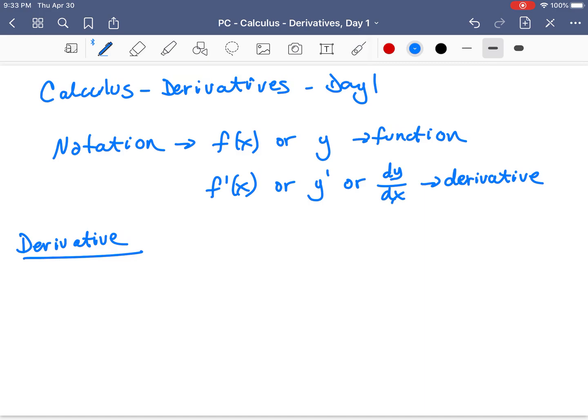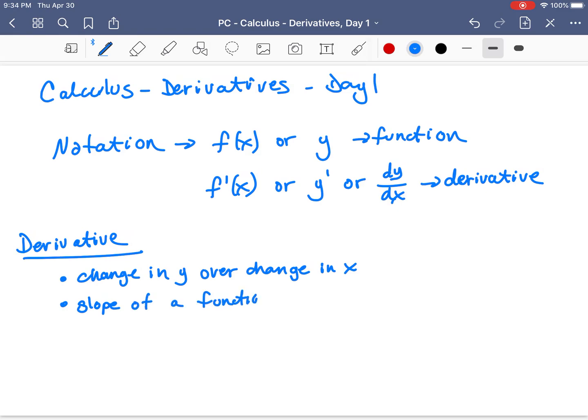In a picture, derivative is like all these things kind of simultaneously. It's the change in y over the change in x. So it's like the instantaneous change. And so you notice change in y over change in x. Hopefully that reminds you of the slope. So it's like the slope of a function or a curve at any particular moment.